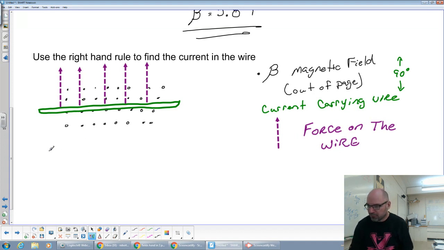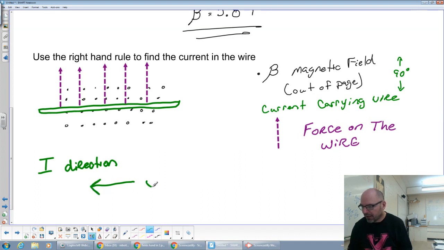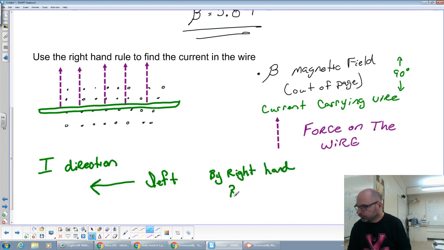So the current direction, which we'll put, would be left, by the right-hand rule. And there we are. Pretty easy to do that one.